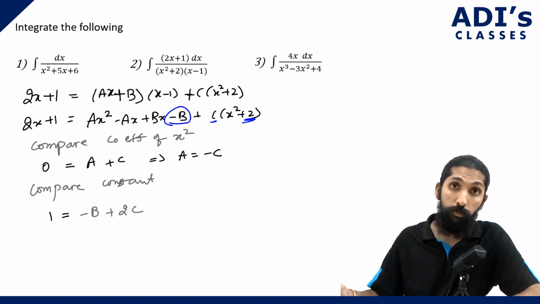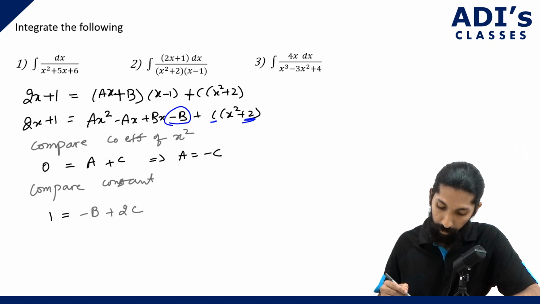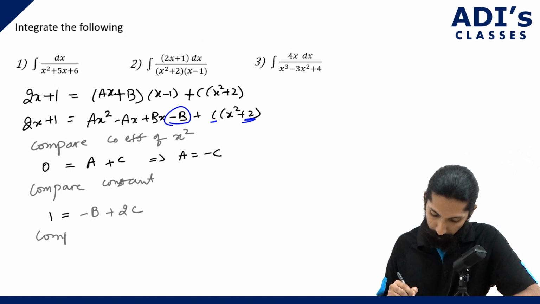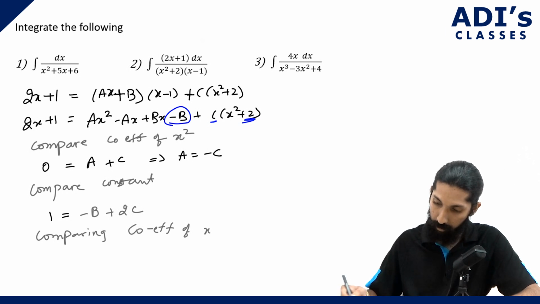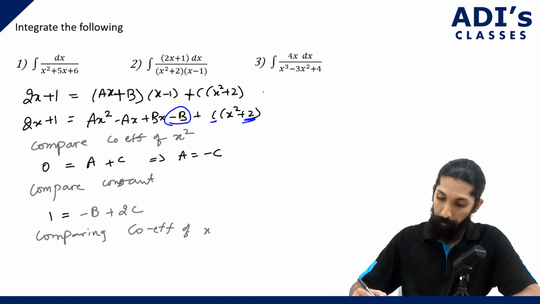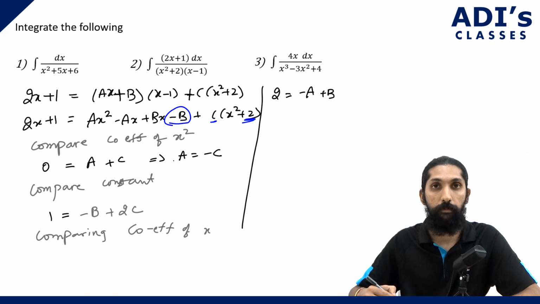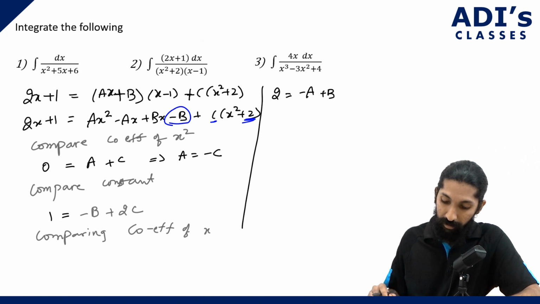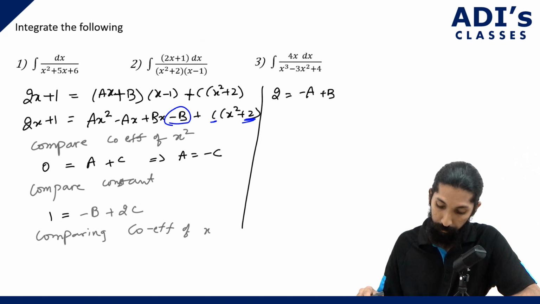Now the remaining is what? X term, all right? So when you equate, it is comparing the coefficient of x. See, when you compare the coefficient of x, we get 2 is equal to minus a plus b.